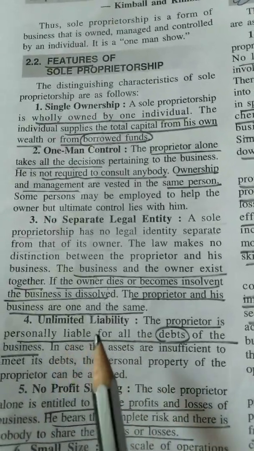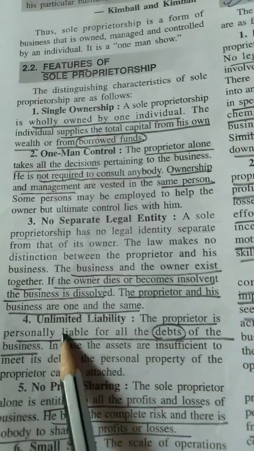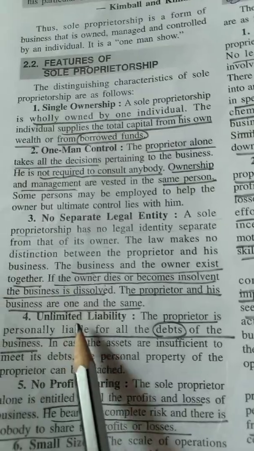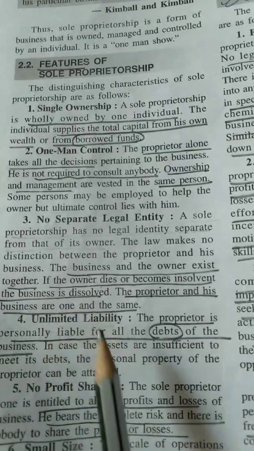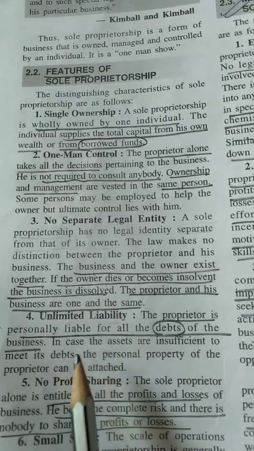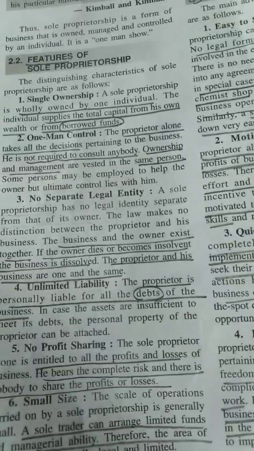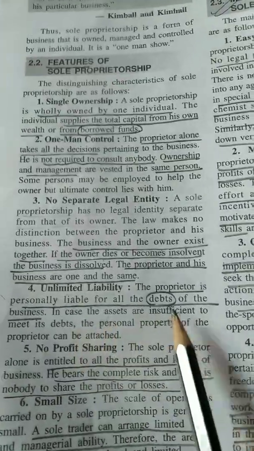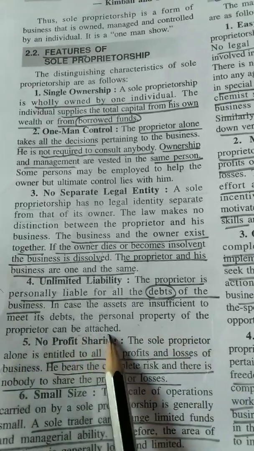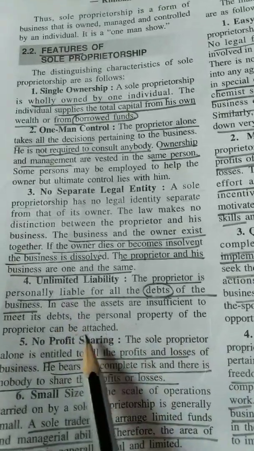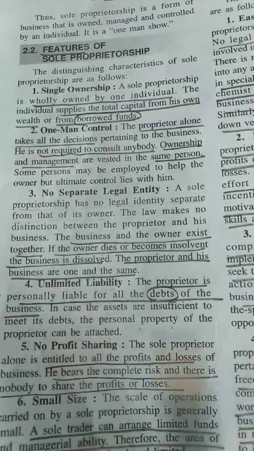Means the owner of this shop will have to pay the money back no matter whether he has to sell his property or any of his assets. This means unlimited liability. To pay the debts, he has to take any possible step that he can. Alright. So he is personally liable for all the debts. The personal property of the proprietor can also be attached. If he doesn't pay, the court can order that the personal property of the owner should also be attached.